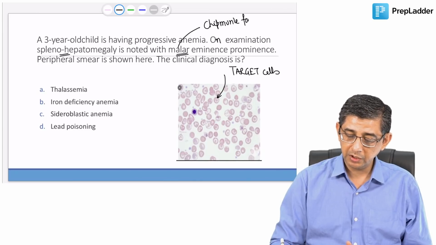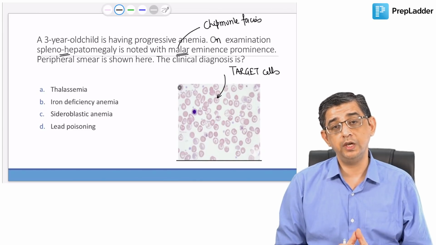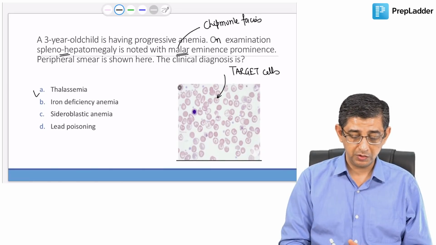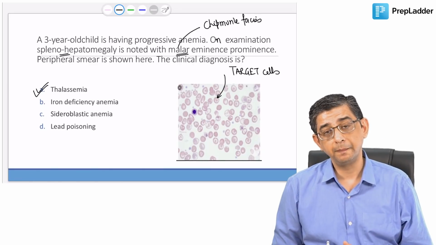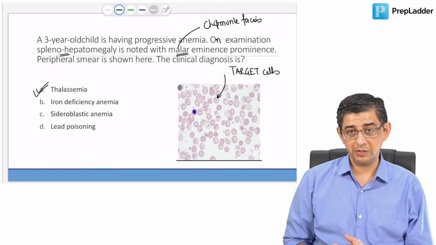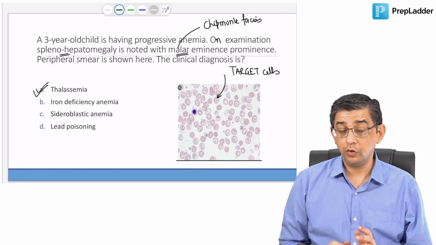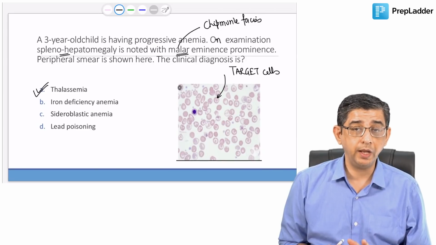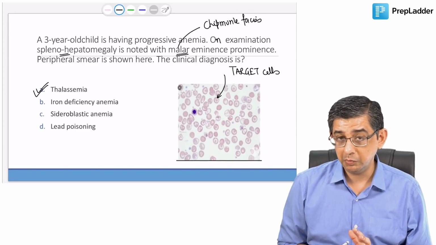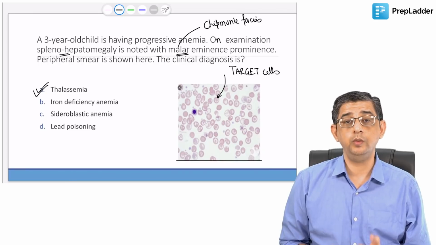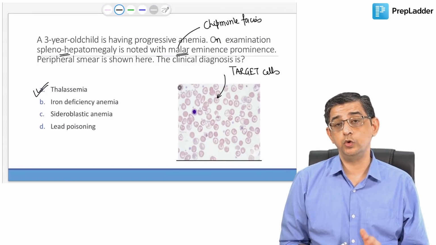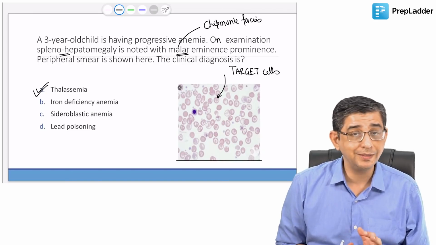Because there is anemia present along with organomegaly, the correct diagnosis of this guy is option number A. The remaining options are anyway dummy choices. The keywords are target cells, chipmunk facies, splenohepatomegaly. In all hemolytic anemias, you have splenomegaly, but splenohepatomegaly is always given in thalassemia. It could be beta or alpha thalassemia depending on the ethnicity of the patient.